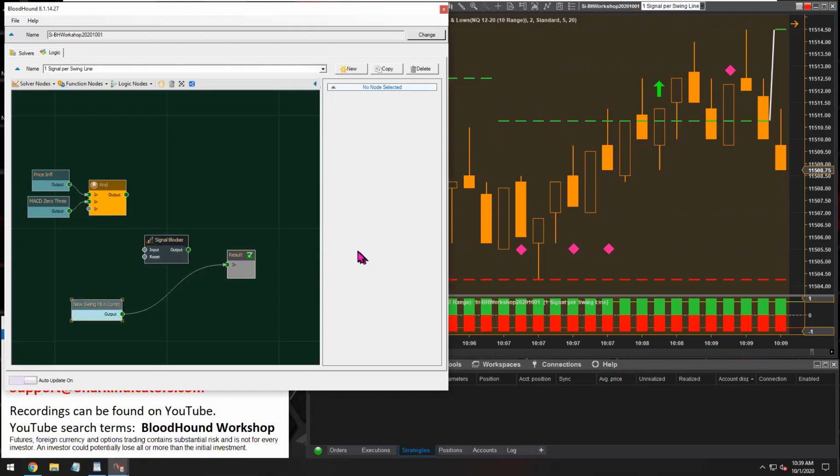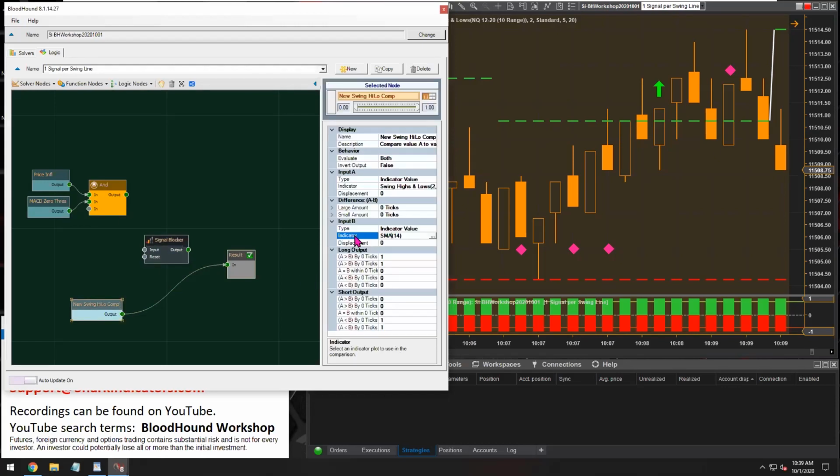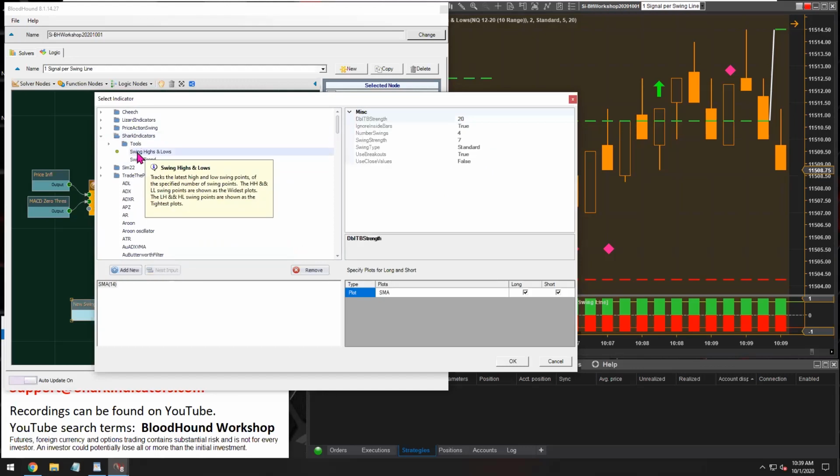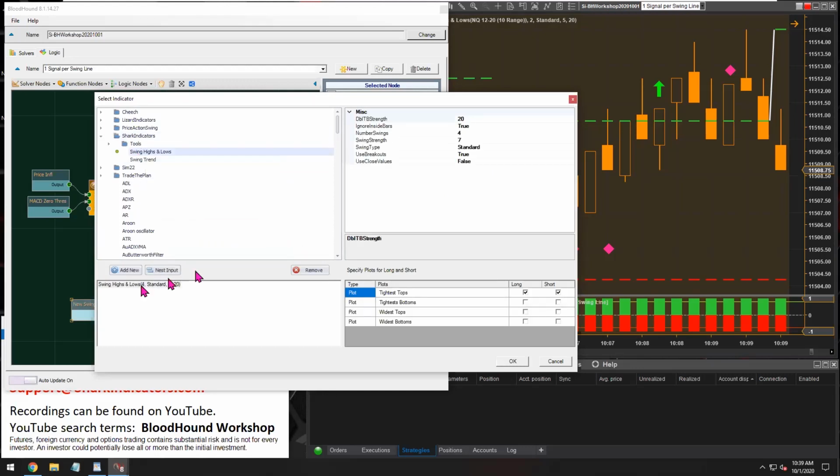All right, so let's go back to our solver here, and input B. Let's set that to the swing highs and lows as well. I'm just going to run through this a little quicker this time. Adjust my settings, select the widest tops, and select the widest bottoms. So I guess quickly here, you'll notice that the swing highs and lows indicator has 4 plots here.